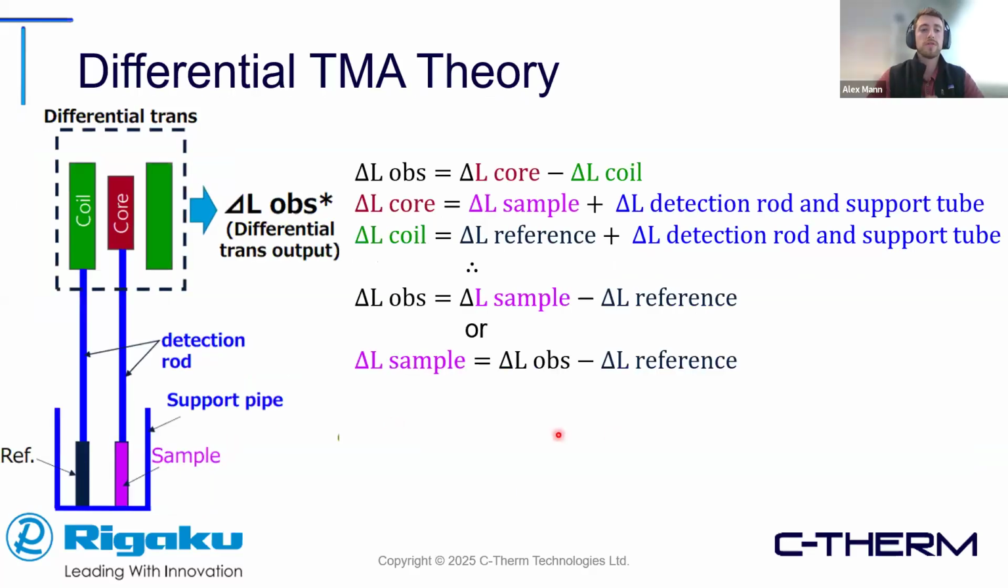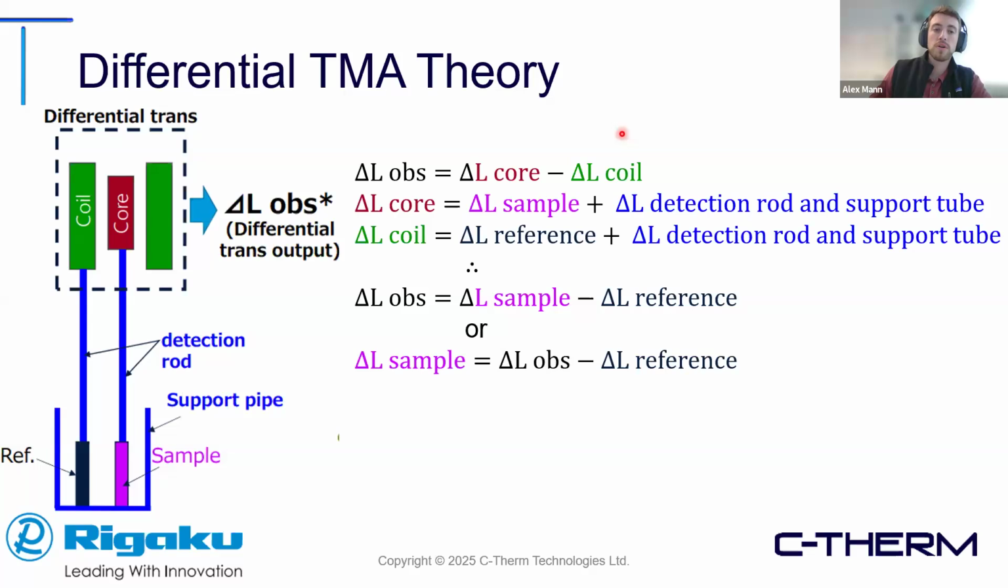So for our differential TMA, now we have two rods. As we can see here, not only do we have a sample, but we also have a reference material that we're measuring simultaneously. The way this one works is that the reference pushes up on the detection rod and it moves the coil. Now the core is attached to the coil. So what that means is that the data that we're going to get is going to be the core minus the coil.